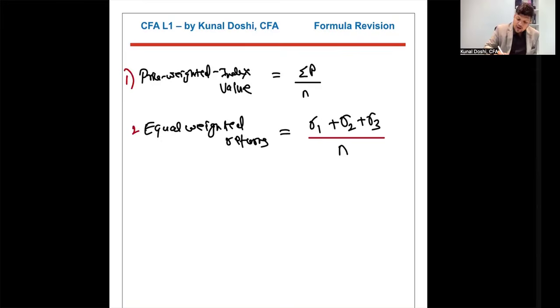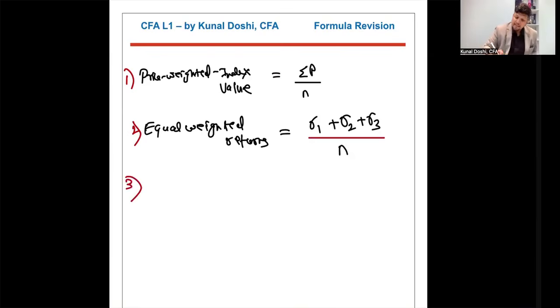Price weighted, what will you do, guys, to get the price weighted value? Add all prices, divide by n. That's it. That's how you get the beginning and ending value, and then calculate the returns. Equal weighted, for each security you will calculate return, holding period return, ending over beginning minus one for security 1, 2, 3, and then do a simple average, mean.